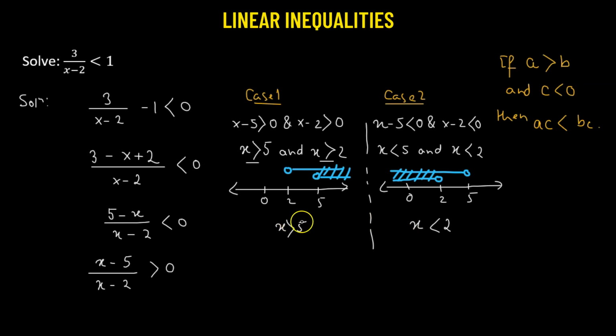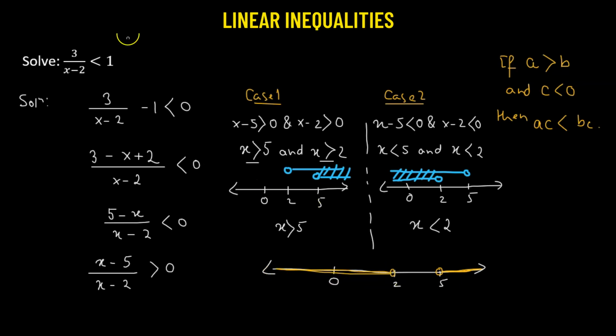Now let's try to combine the solutions obtained in both case 1 and case 2. So we will consider our number line. On the number line we have 0, 2 and 5. x greater than 5 is telling us that we have to consider all the values of x lying to the right of 5, and we have to consider all the values of x lying to the left of 2. That means x is less than 2.